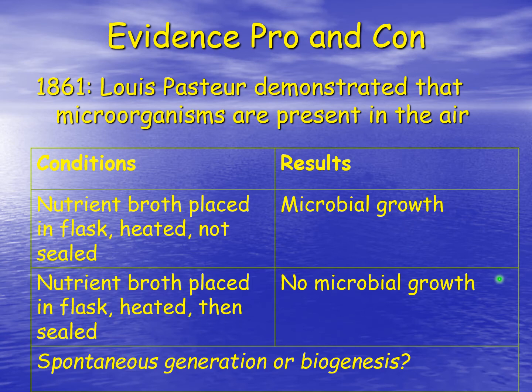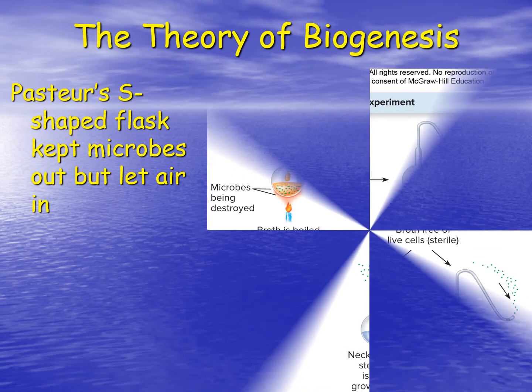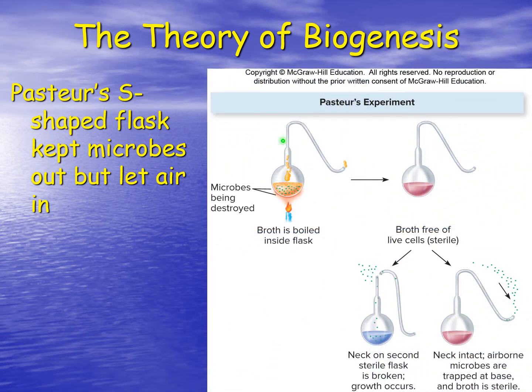But again, the spontaneous generation people said, well, you sealed it. It's like vital force couldn't get in. Vital force could get into the one that was not sealed. So Pasteur went a little bit further. And he developed an S-shaped flask. And this is what they looked like. It had a long, thin neck on it.